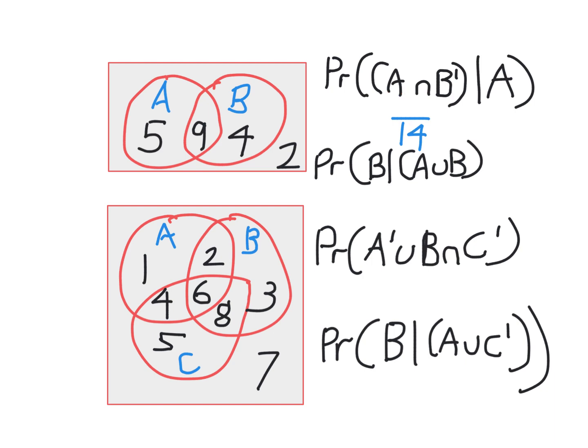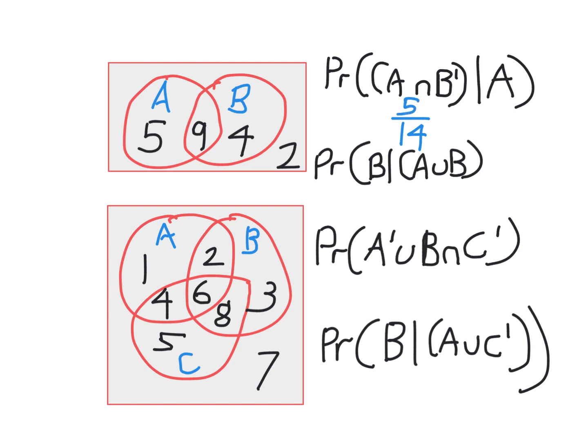Which region is A and not B? Well, and means it has to satisfy both. It has to be in A. It also has to be outside the B circle. That only leaves us with those 5 there, so the probability is 5 over 14.